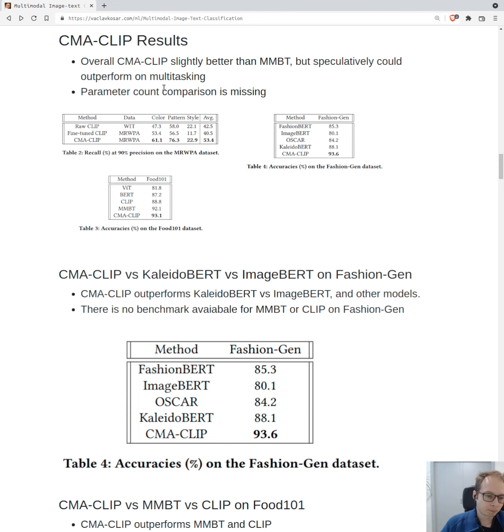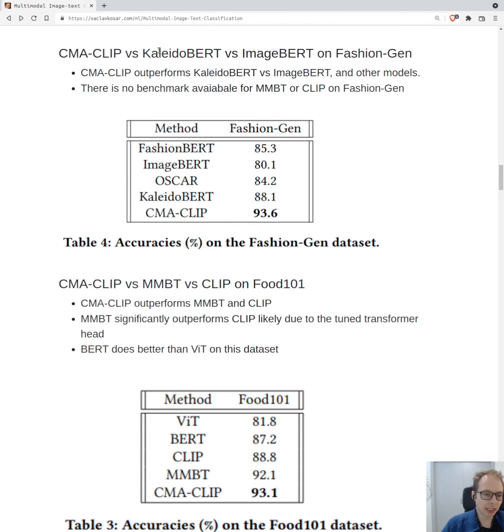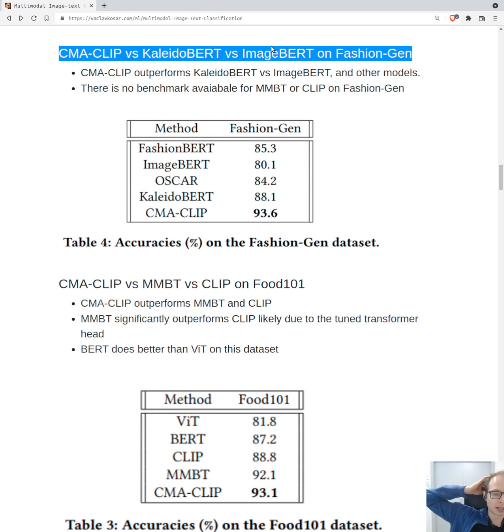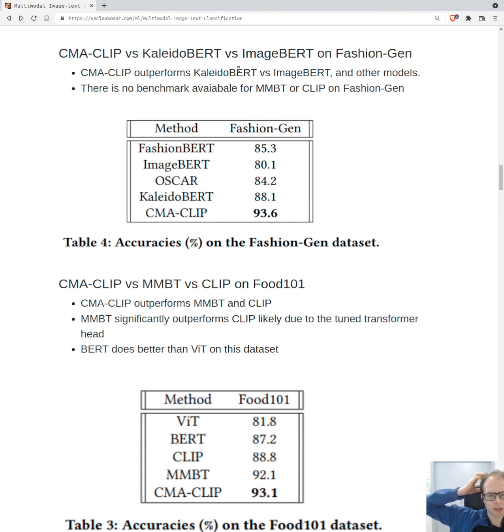Okay, and let's look into the detail. So CMA Clip outperforms KaleidoBERT and ImageBERT. I think those are, if I remember, more complicated models that actually do this aligning of image and text, or they try to detect something specific in the images. And unfortunately, on Fashion Gen, which is this fashion dataset, there's no benchmark for MMBT, which is actually, I think, the second best after Clip.